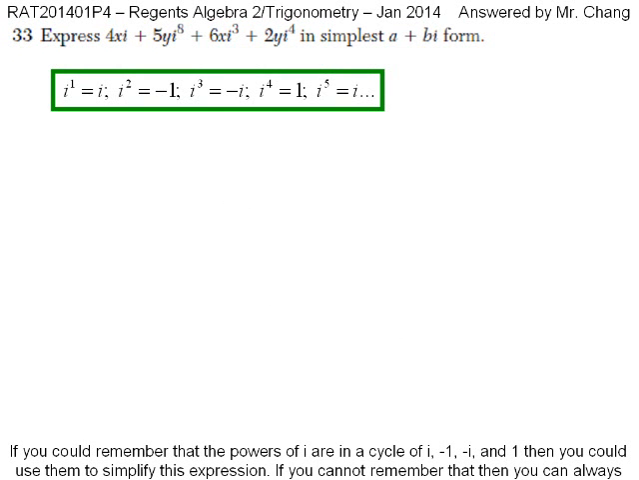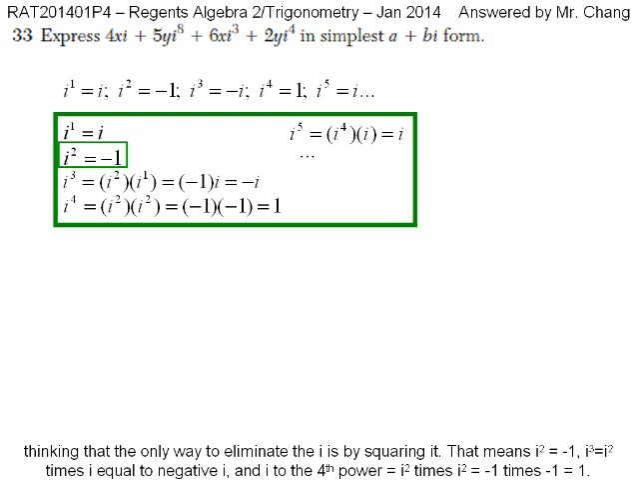Question number 33. If you can remember that the powers of i are in the cycle of i, negative 1, negative i, and 1, then you can use them to simplify this expression. If you cannot remember that, you can always think that the only way to eliminate the i is by squaring it. That means i squared equal to negative 1. i cubed equal to i squared times i equal to negative i, and i to the fourth power equal to i squared times i squared equal to negative 1 times negative 1 equal to 1.